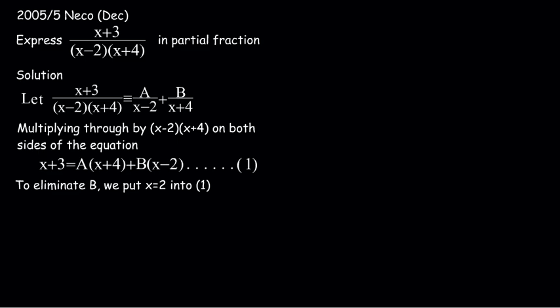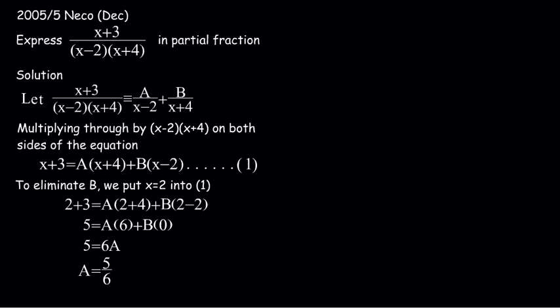Substituting s for 2 in equation 1, it becomes 2 plus 3 equals a in bracket 2 plus 4, plus b in bracket 2 minus 2. The b component is going to cancel out because 2 minus 2 is 0. We are left with 5 equals a in bracket 6 plus b in bracket 0, which will be 5 equals 6a. Now dividing both sides by 6, we have a equals 5 over 6.